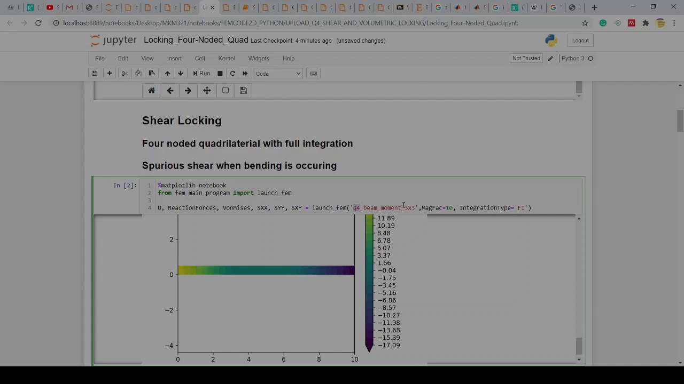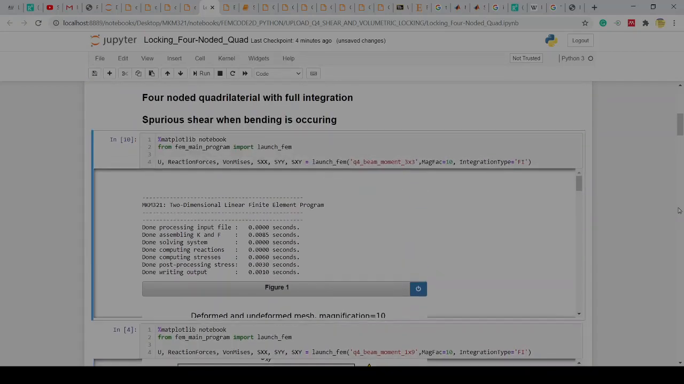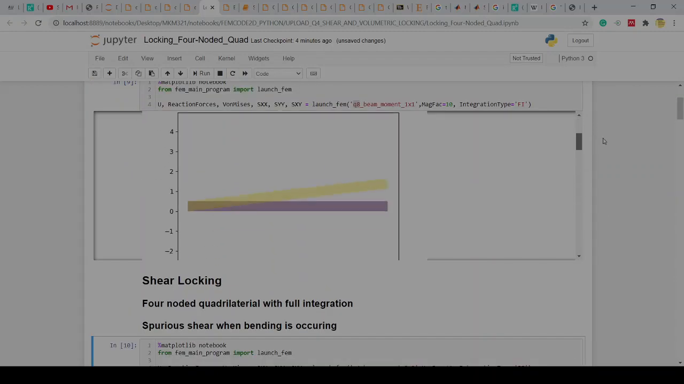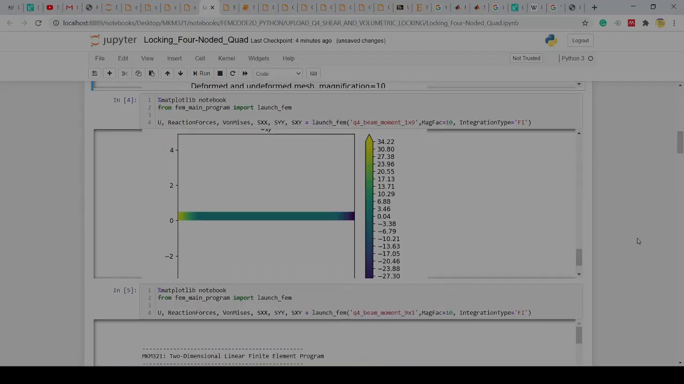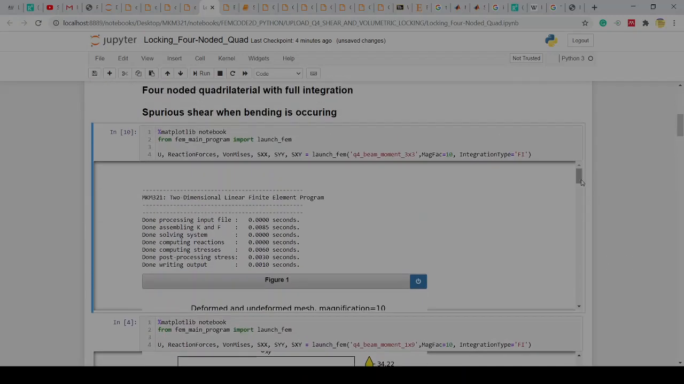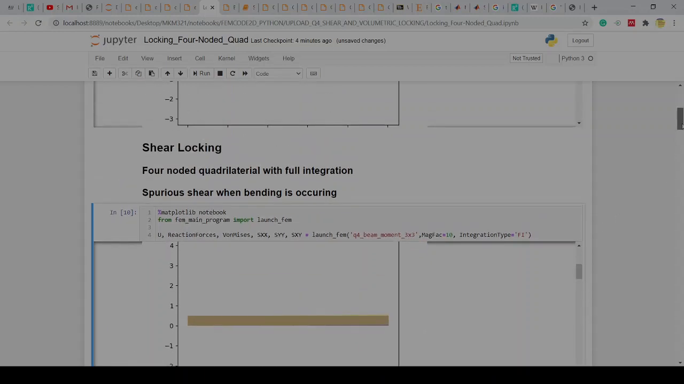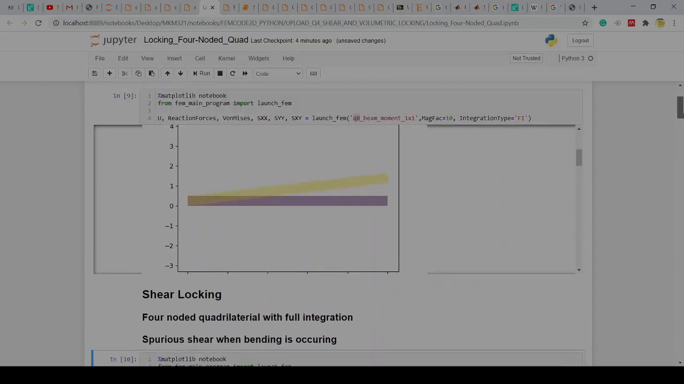Let's use 3 by 3: 3 elements through the height, 3 along the length. Let's see what we get out as an answer. Magnification factor is also 10. So we expect to see a displacement like we saw with the Q8, because we know that is now our exact solution. Let's see what we get out. Sorry, this is wrong, it's this one. Look at the magnification factor of 10. Look at the amplified displacement. You see, it's significantly different.